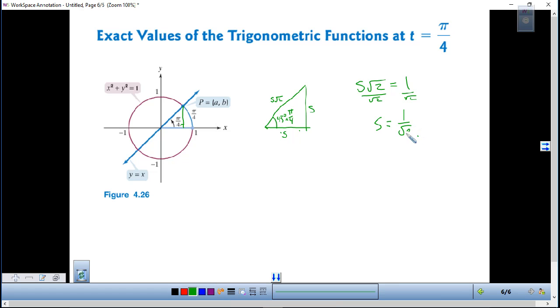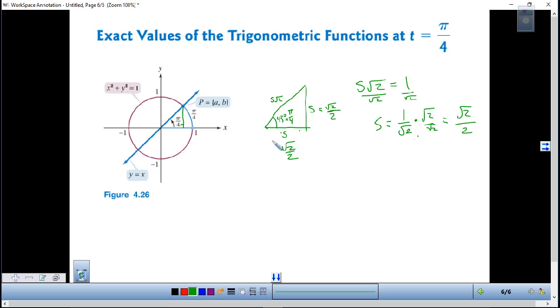That's a pretty weak 2. And then we rationalize by multiplying by the square root of 2 over the square root of 2. And we're going to get the square root of 2 over the square root of 4, which is 2. So that's what s is. So that means that this side right here is the square root of 2 over 2, and this side over here is the square root of 2 over 2.